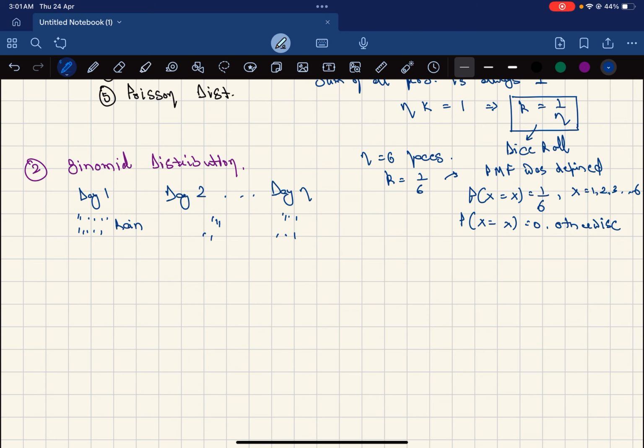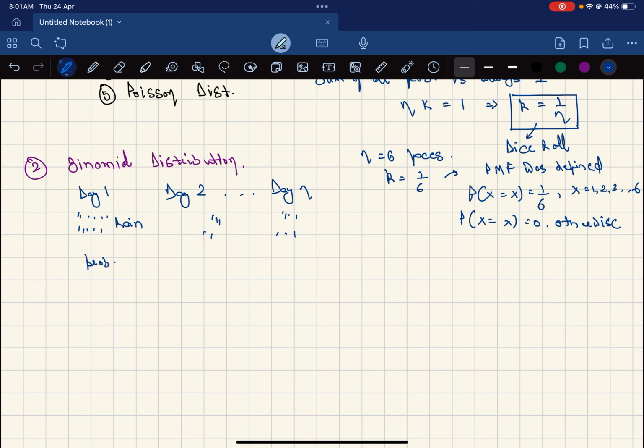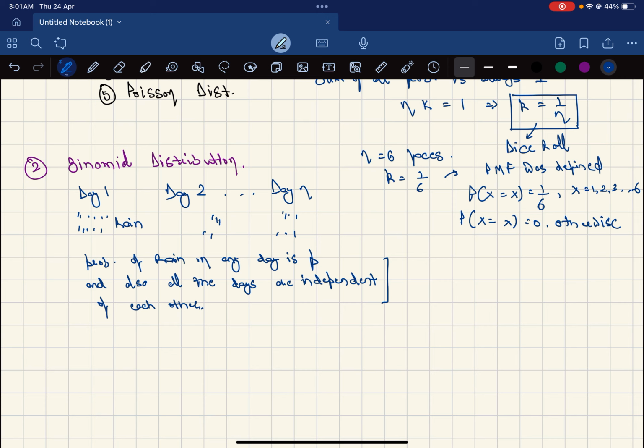We also know the probability of rain on any day is P, and also all the days are independent of each other. This is a very important assumption here. For all the days, the probability of getting rain remains P irrespective of what happens on any of the other n days. That is what independent means here.